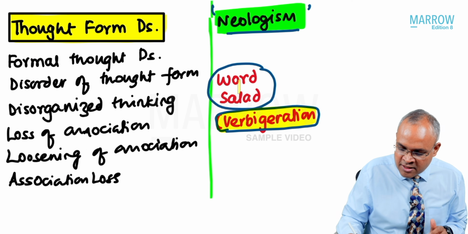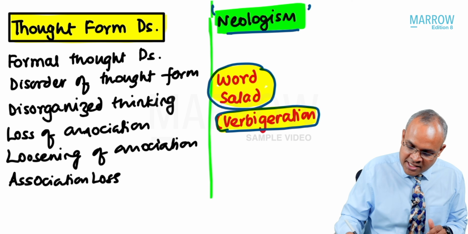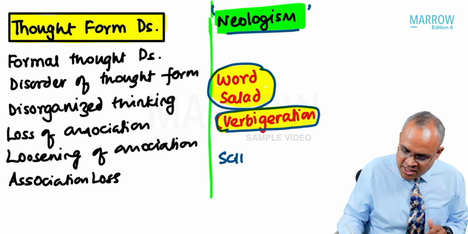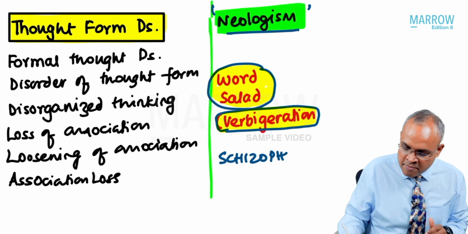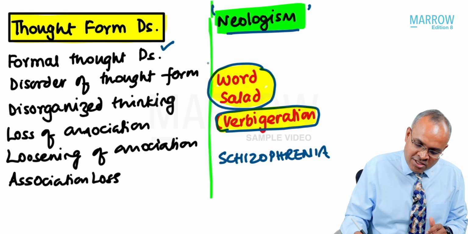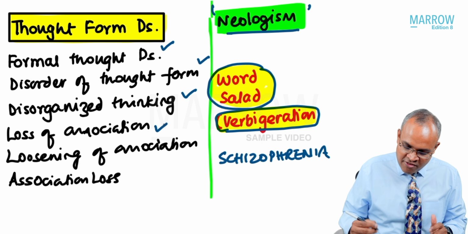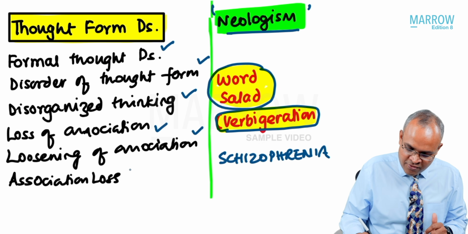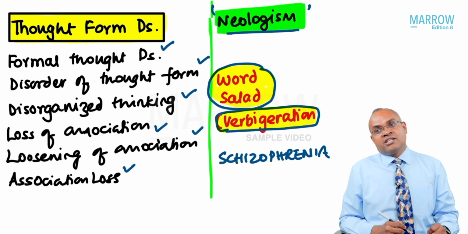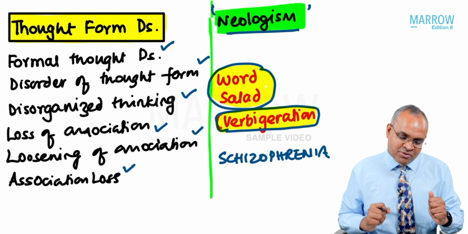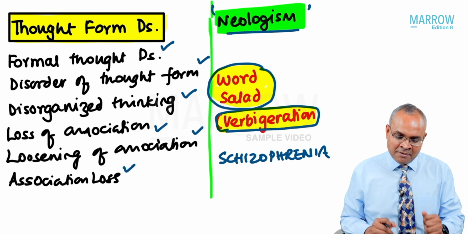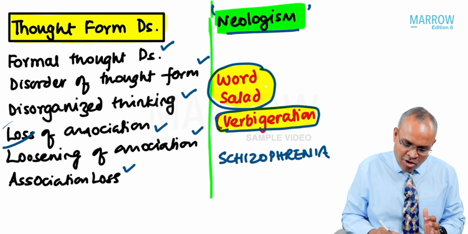Verbigeration is word salad, which can be seen in which patients? Schizophrenia patients. So all of these are seen in schizophrenia patients. Please remember, they can also be called formal thought disorder, disorder of thought form, disorganized thinking, loosening of association, loss of association, association loss. These are all different names given to the same condition. Why do you call this loss of association?